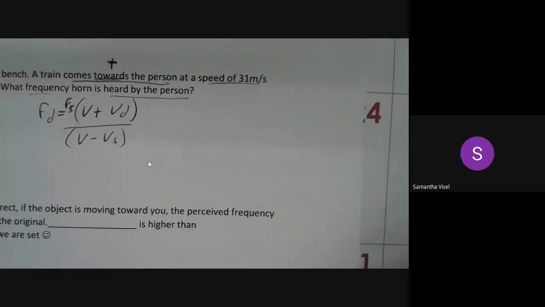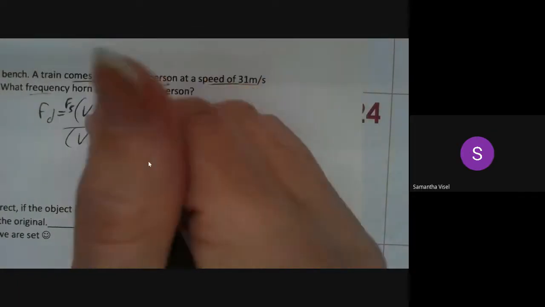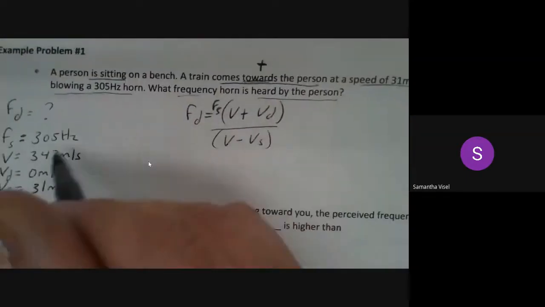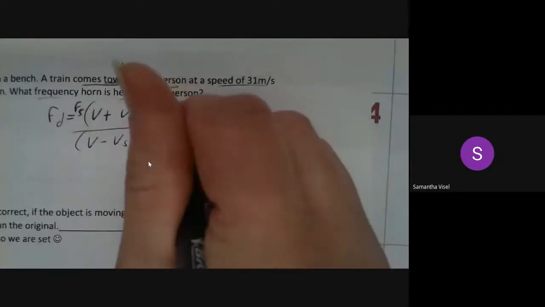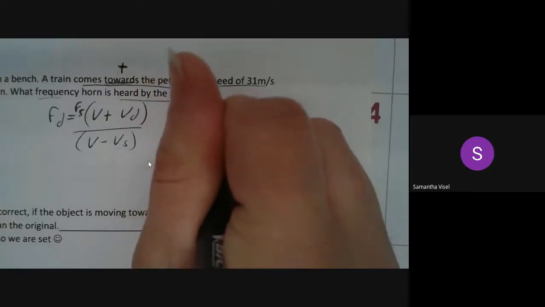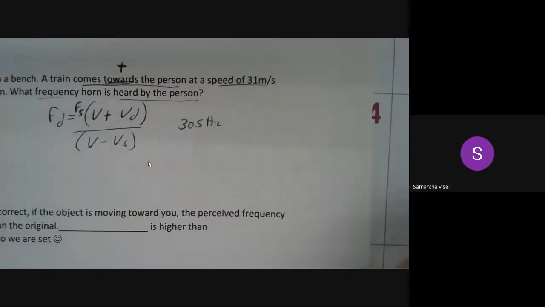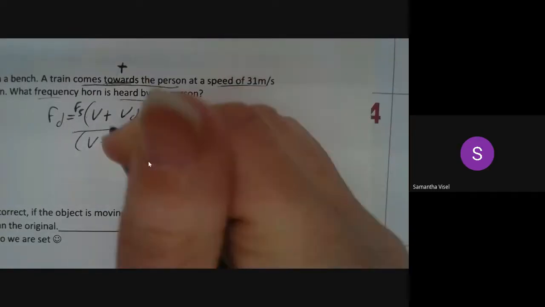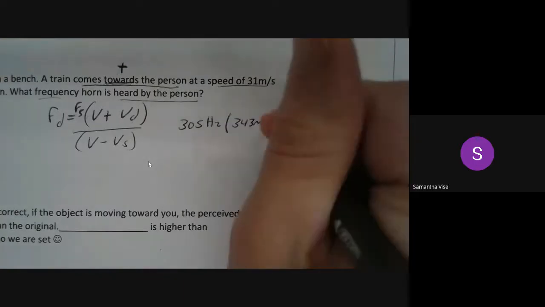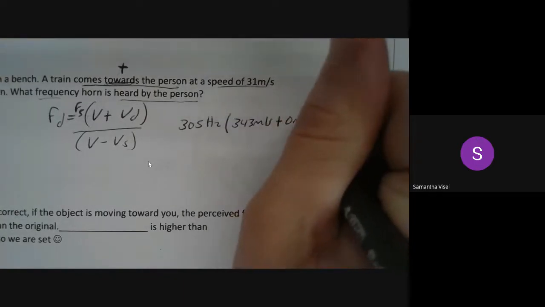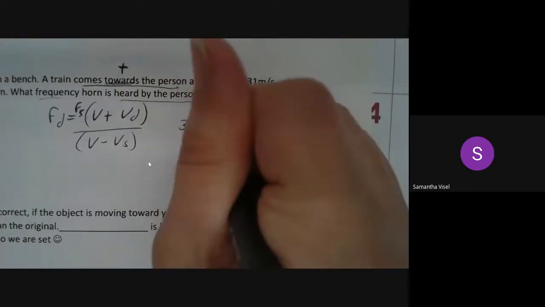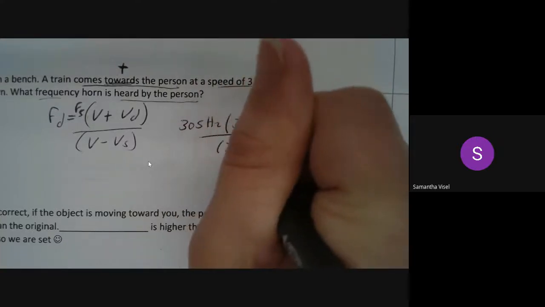All right, so now I can plug in our numbers. So Fs, I look in my givens here, that's 305 hertz, times parenthesis, 343 meters per second for speed of sound, plus 0 meters per second, over 343 meters per second.